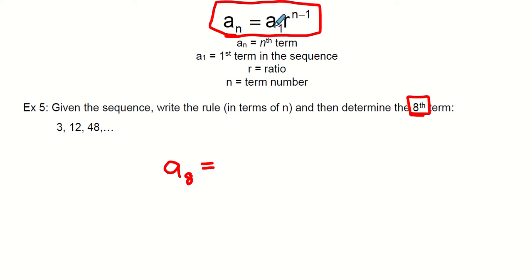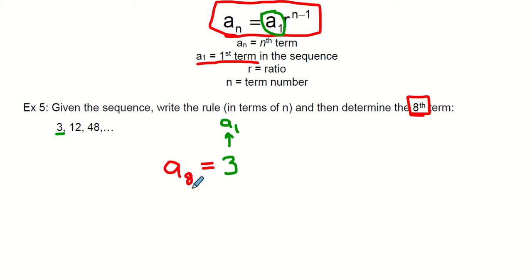A subscript 1 means the first term, and it actually says that right here, first term. So what's the first term of this sequence? It would be 3. So A1 would be 3, and the 3 here represents the A1 in the formula.